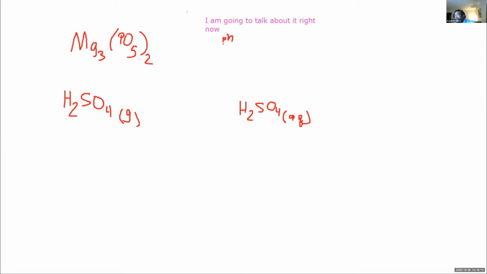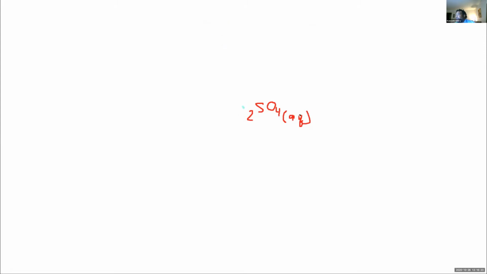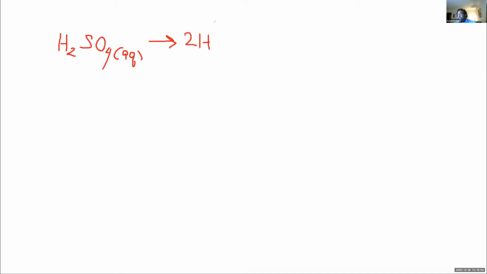Okay, good. So that helps me remember exactly where we left off. So let's talk about acids to see how well you guys remember acids, and then we will go on to covalently bonded compounds. So when we're talking about acids, we're talking about that hydrogen being a proton donor, right? The acid itself acts as a proton donor, and we know that this guy is going to dissociate into 2H plus and SO4 2-.